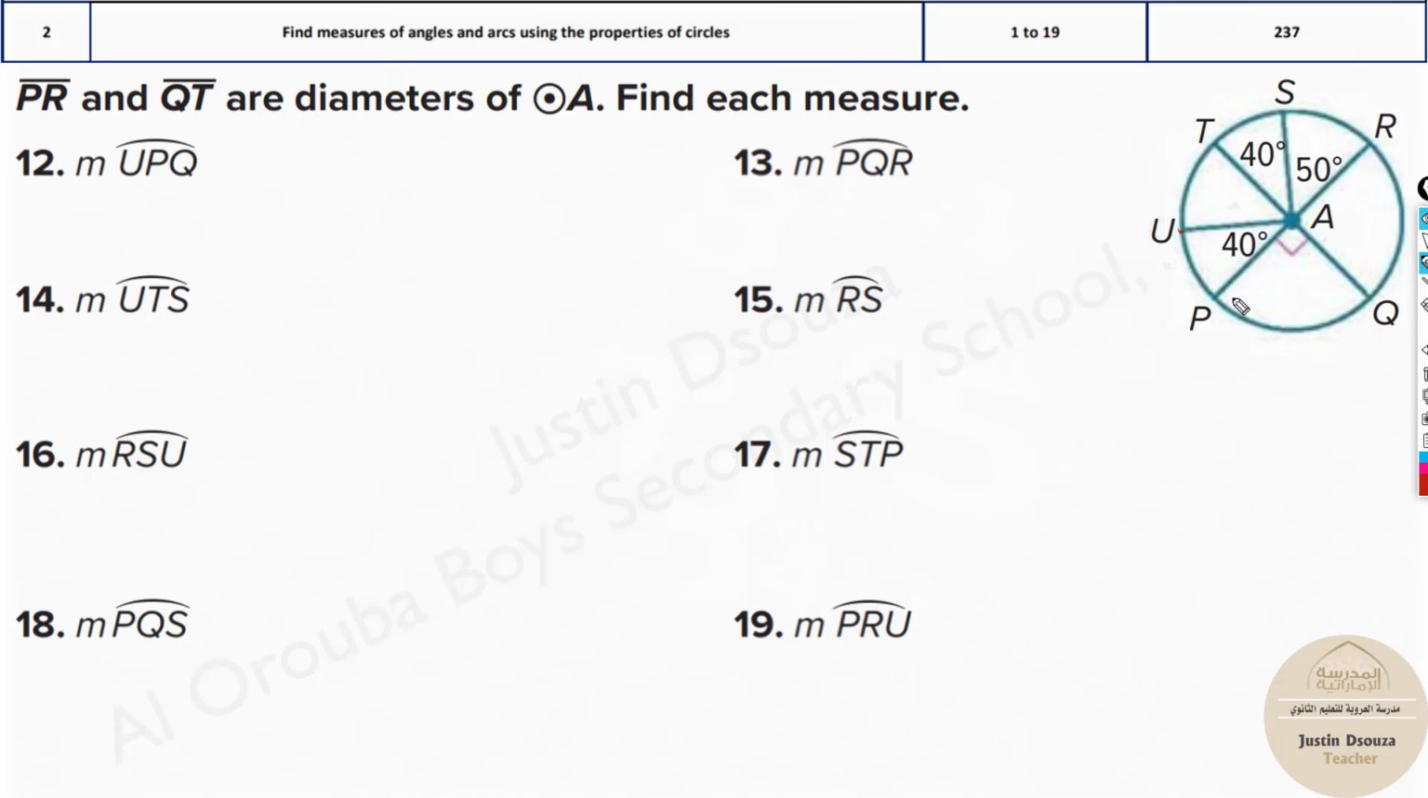What is UPQ? UPQ is this. It's 90 plus 40, 130. Do the others the same way. I'll do one more, say I'll do the last one.